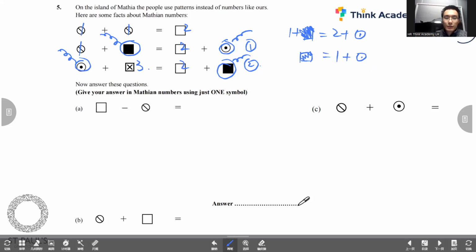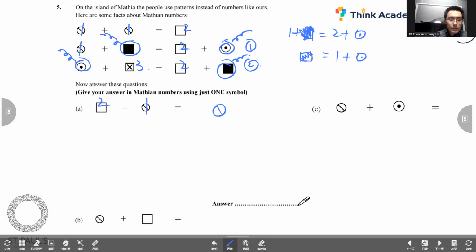So let's try to answer the questions. A: a square minus a forbidden sign. The square is 2. The forbidden sign is 1. It's 1, but we need to give our answer in one symbol. Okay, we need to write symbols for the answer. So write the forbidden sign over here and erase the 1.